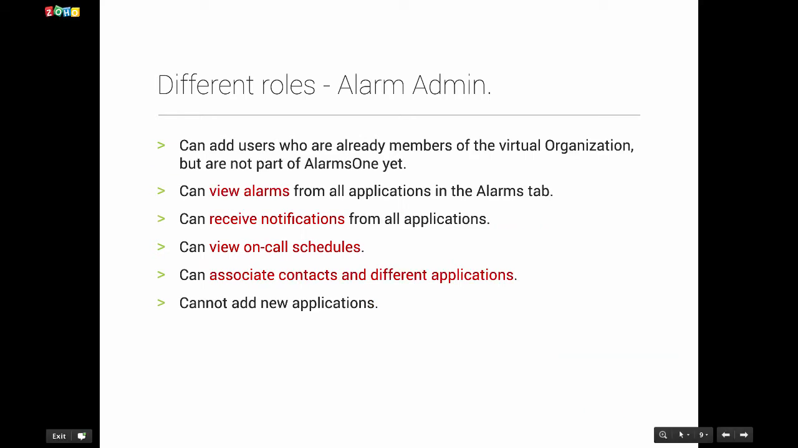Let's see the different privileges of Alarm Admin. If you are an Alarm Admin, you can add users who are already members of the virtual organization but not part of AlarmsOne yet. You can't add new users who are not part of the virtual organization. You can view alarms from all the applications in the Alarms tab, and you can receive notifications from all applications. You can also view the on-call schedules with all the members in the view. An alarm admin can associate contacts and different applications, whereas he cannot add new applications and cannot add new members who are not in the virtual organization.